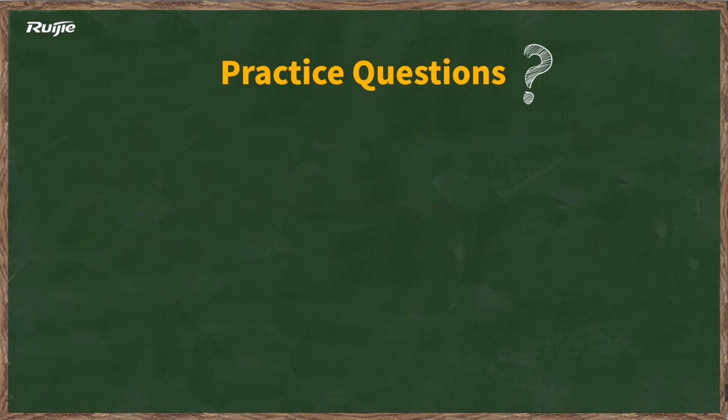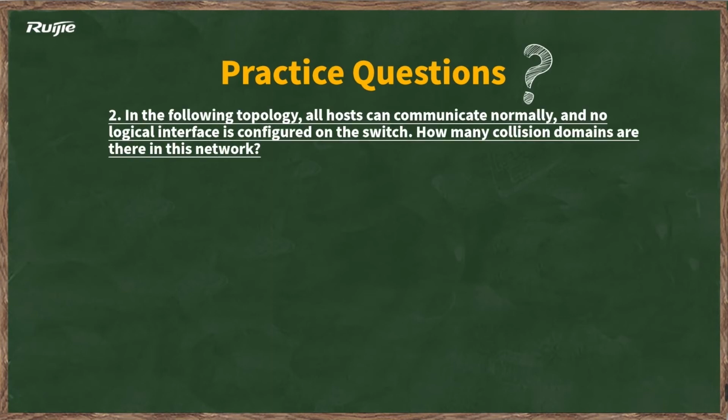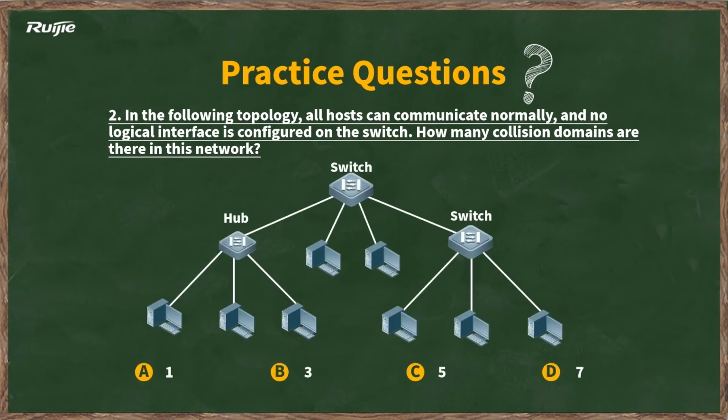And the second one, the question is: in the following topology, all the hosts can communicate normally, and no logical interface is configured on the switch. How many collision domains are there in the network? Pay attention to this topology. We have lots of terminals, and we have 3 network devices: one hub and 2 switches.